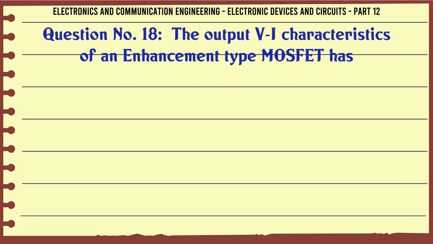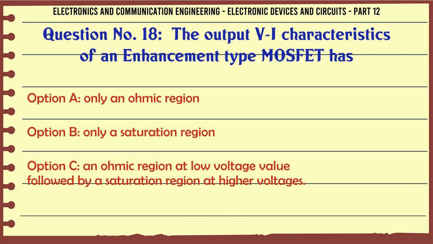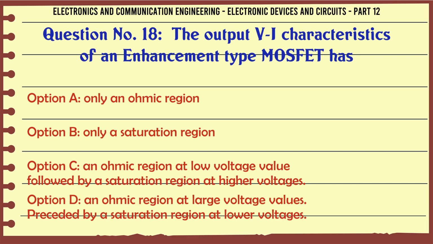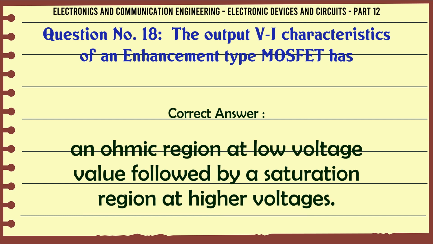The output VI characteristics of an enhancement type MOSFET has A. Only an ohmic region, B. Only a saturation region, C. An ohmic region at low voltage value followed by a saturation region at higher voltages, D. An ohmic region at large voltage values, preceded by a saturation region at lower voltages. The correct answer is an ohmic region at low voltage value followed by a saturation region at higher voltages.